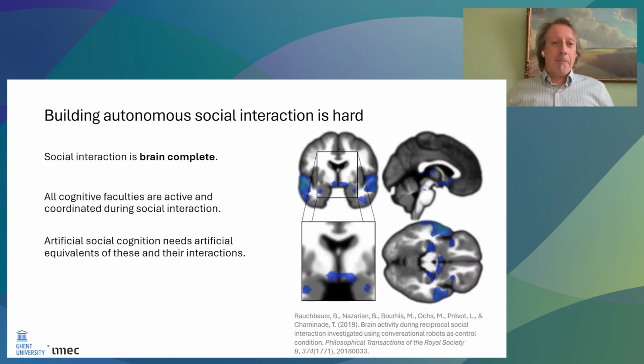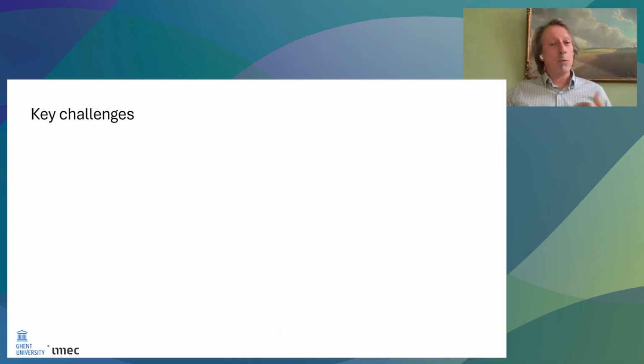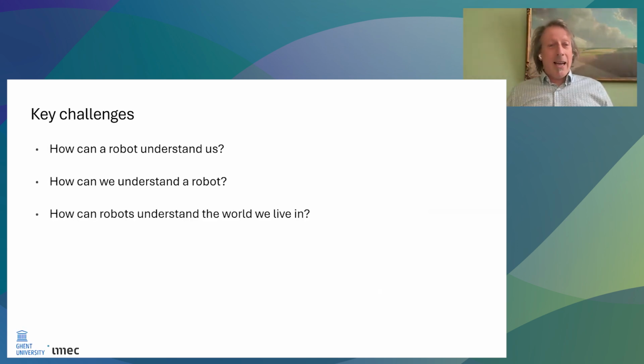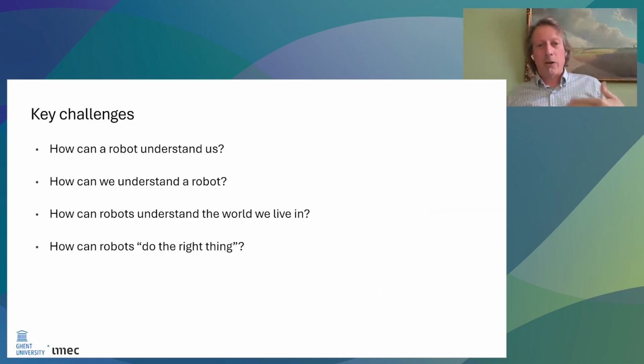So some challenges. How can a robot understand us? And of course, following that, how can we understand a robot? And then how can a robot understand the world that we live in? And then finally, if the robot actually has a view on what is going on there, what actions does it take, and how can the robot do the right thing? And I'm going to give you some examples of each of these elements. And I'll start with the robot understanding us.